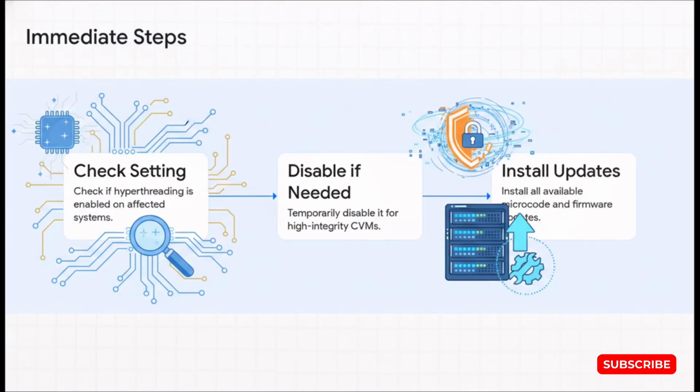So if you're a server operator, what can you do right now? The researchers gave some really clear advice. First, check to see if you have hyperthreading enabled on these systems, since the attack kind of relies on that. Turning it off can be a good temporary mitigation for your most important high-security VMs. And of course, the big one, install those microcode and firmware updates from your vendors the second they become available.